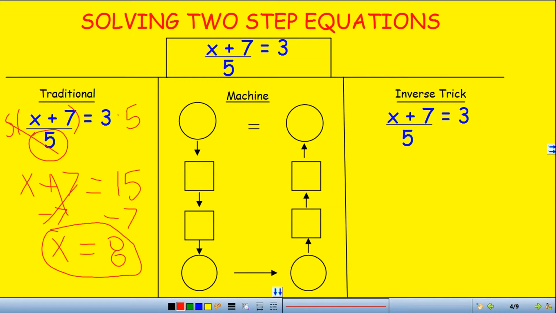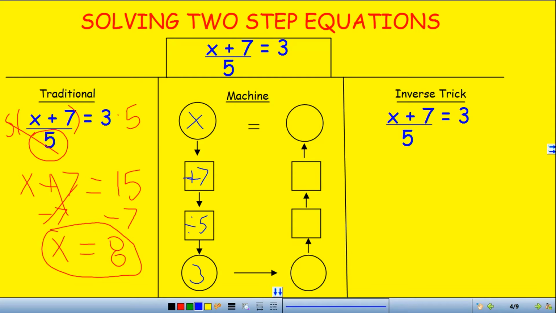Let's do the machine method. Always with the machine method, as I stated before, you start out with your x or your variable. So what am I doing to my x? Well, first is x plus 7. So I'm adding 7 to my x. After I add 7 to my x, I'm then dividing by 5, and that equals 3.